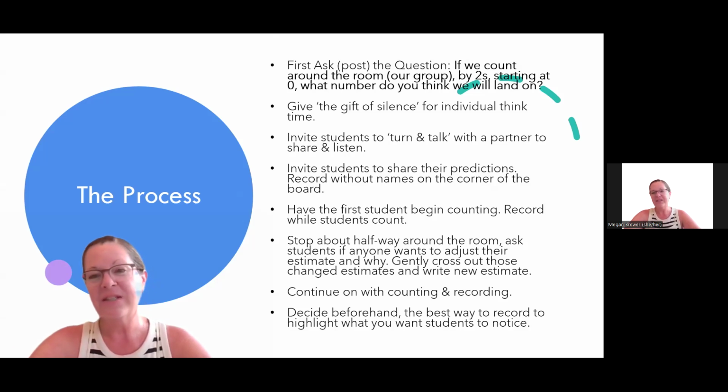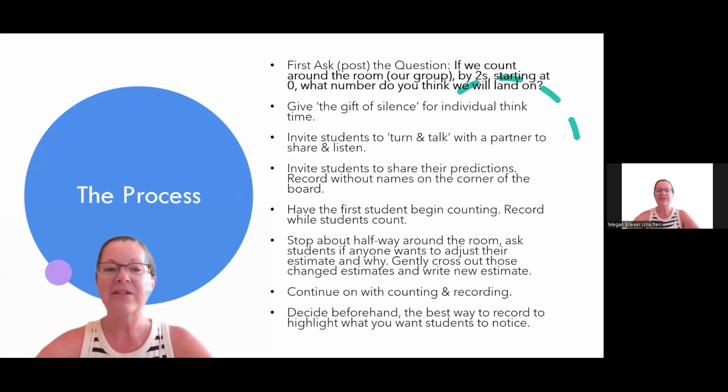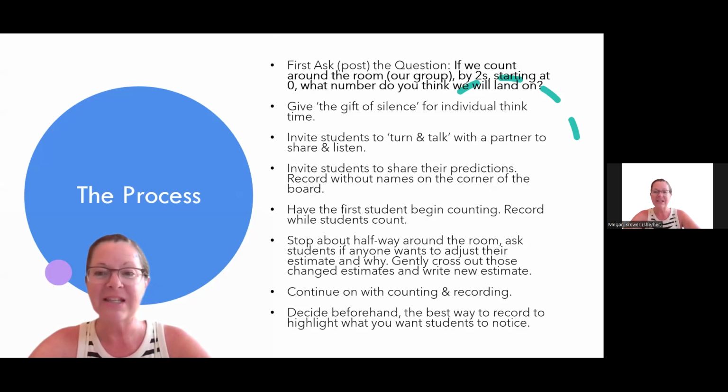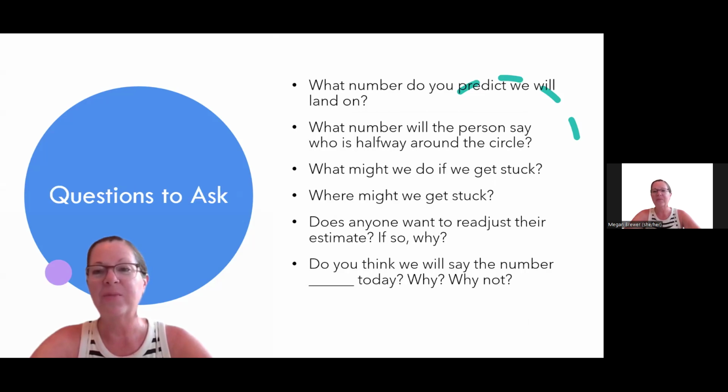And again, this is the biggest part of this routine. Decide beforehand the best way you think it is to record their numbers, to highlight what you want students to notice. So let's look at an example of the class counting around the room by tens, starting at 26. I'm going to show you an example right now. Oops, scratch that. It's my next slide. Sorry about that. Here are the questions to ask.